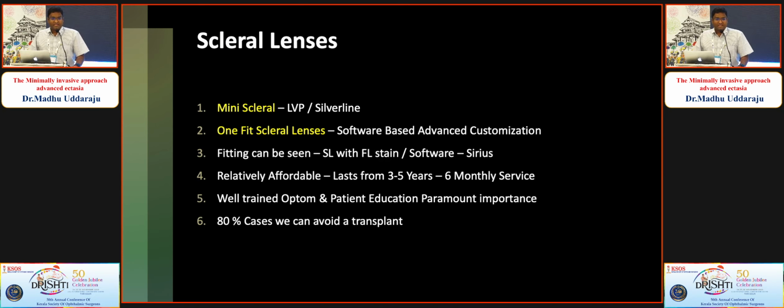Even scleral lenses previously were quite expensive. They were imported, so they were costing around 1.5 to 2 lakhs to the patient. But now, after the manufacturing that has started in India by LVP and other companies, the cost of the lenses has considerably come down.